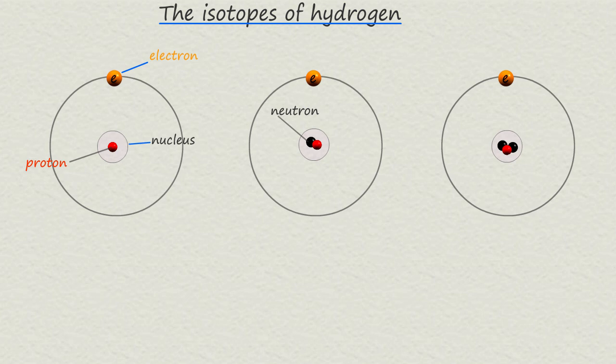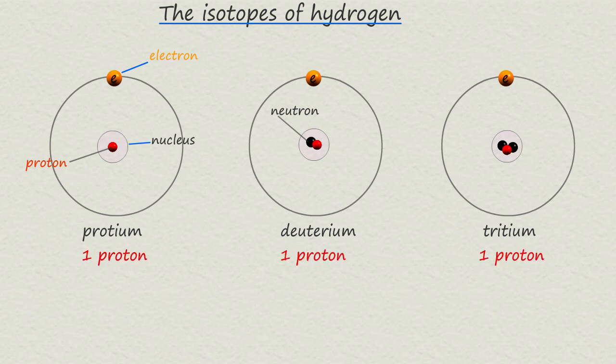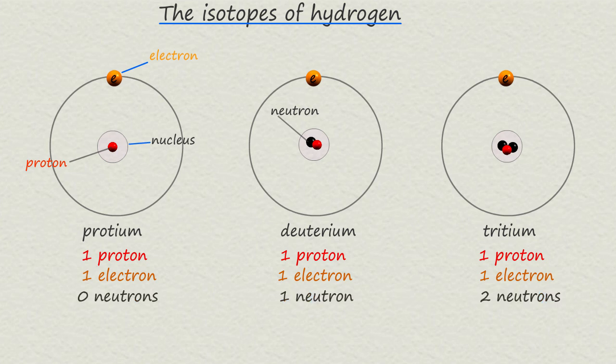These three types of hydrogen atoms are often called protium, deuterium and tritium, and their structures are shown on screen. Now, by looking at the three different types of hydrogen atoms, ask yourself, how are they similar to each other and how are they different? Well, each type of hydrogen atom has one proton in its nucleus and one electron in its electron shells or energy levels, but they differ in the number of neutrons present in the nucleus. Protium has no neutrons, while deuterium has one neutron and tritium has two neutrons in its nucleus.